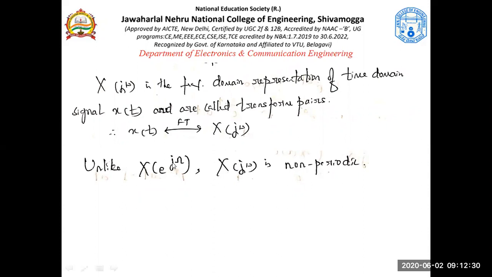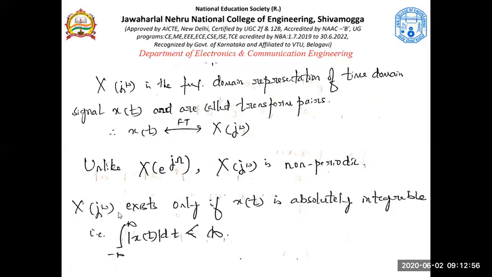DTFT was periodic in nature, though x of n was non-periodic. The spectrum of non-periodic x of n was periodic in nature. Whereas here, the spectrum of x of t is non-periodic. So this is something one should understand. Now, x of j omega exists only if x of t is absolutely integrable.